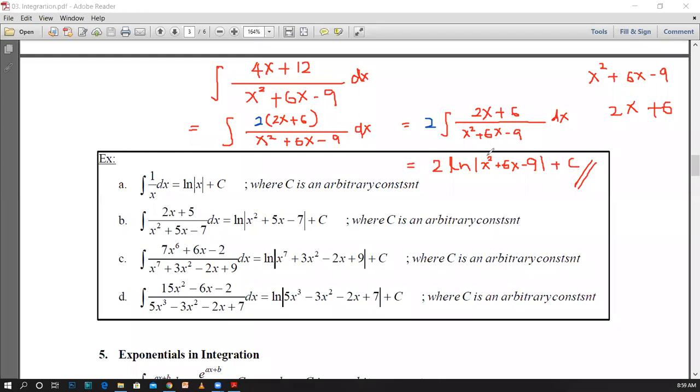Therefore, this is how we deal with logarithms in integration if the exact derivative of the function does not appear in the numerator.